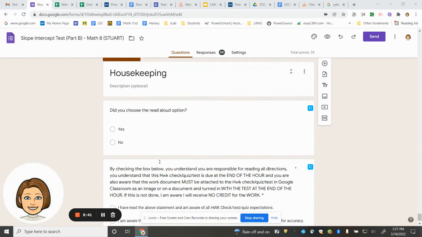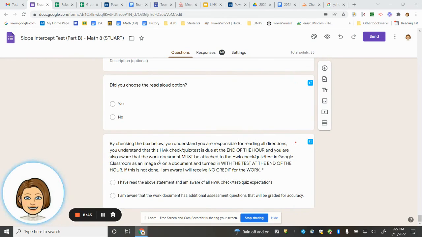The last part is housekeeping. Make sure that you go through your answers. You are okay with them. Take a picture of your work document and you upload it. Do this before leaving class.